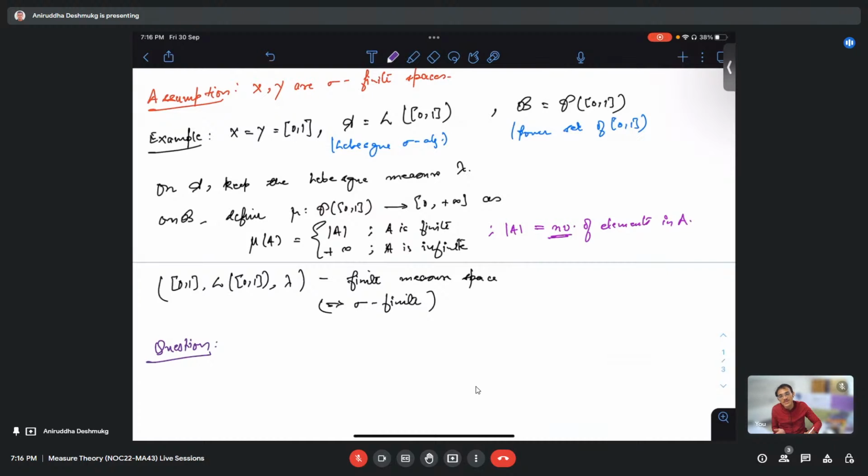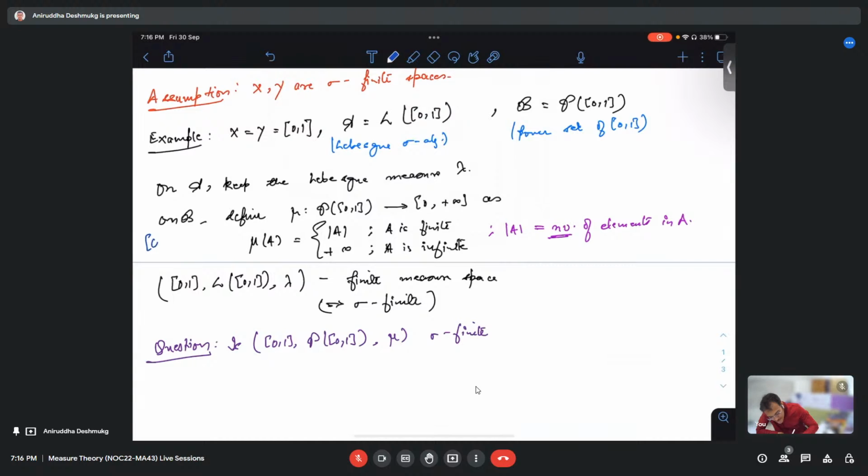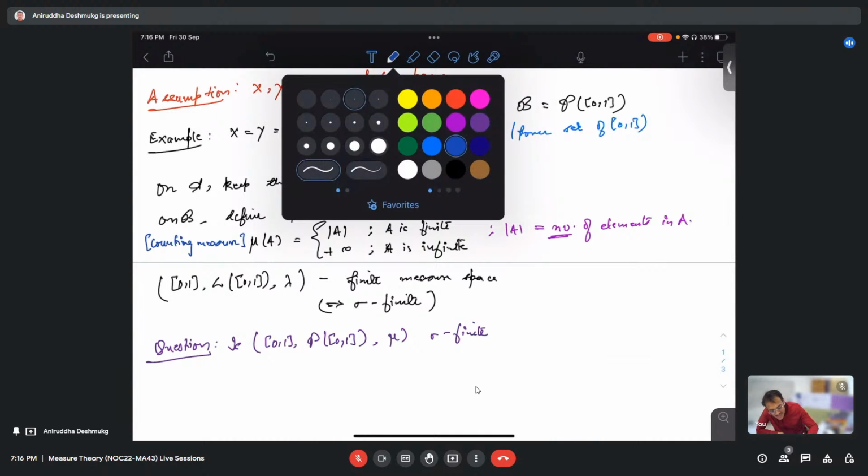So it is not a finite measure space. But is it sigma finite? That means, can we decompose it into countably many spaces, each of which is of finite measure? Is [0, 1] with the power sigma algebra with the counting measure sigma finite? I never really mentioned it here, so let me write it. This is called the counting measure, because we are really counting the number of elements. And one can easily check that this is a measure.